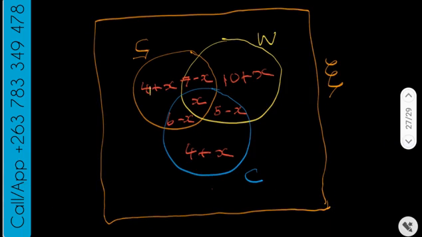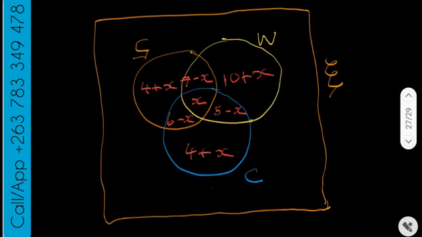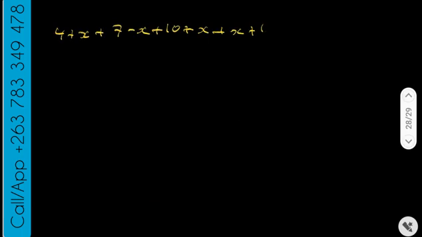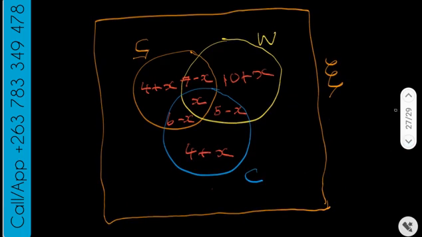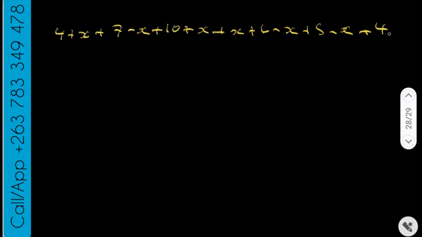If I add everything here, so 4 plus x plus 7 minus x plus 10 plus x, and then plus x plus 6 minus x plus 5 minus x plus x plus 6 minus x plus 5 minus x plus 4 plus x plus 4 plus x. This should give you 40. So if you add up everything in the universal set, your answer should be 40.